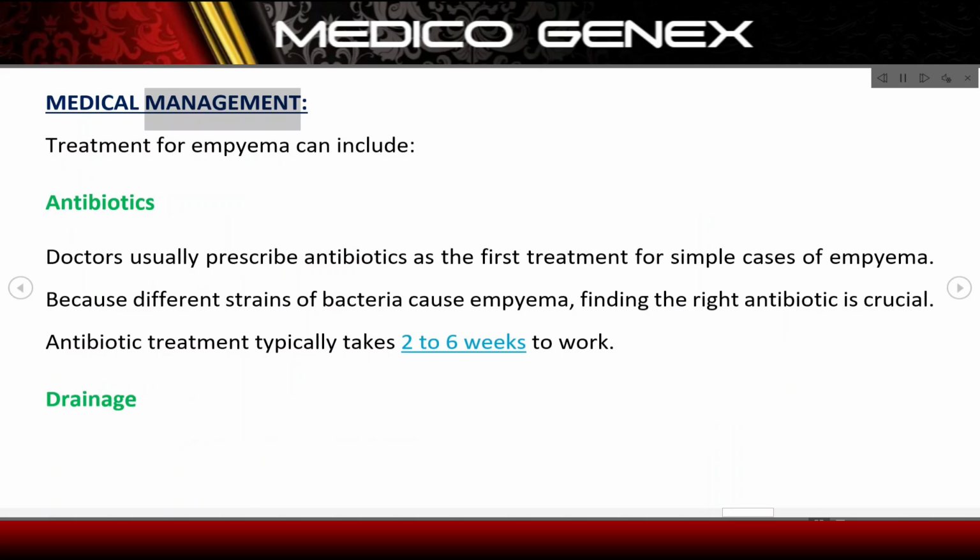Medical management. Treatment for empyema can include antibiotics. Doctors usually prescribe antibiotics as the first treatment for simple cases of empyema. Because different strains of bacteria cause empyema, finding the right antibiotic is crucial. Antibiotic treatment typically takes 2 to 6 weeks to work.